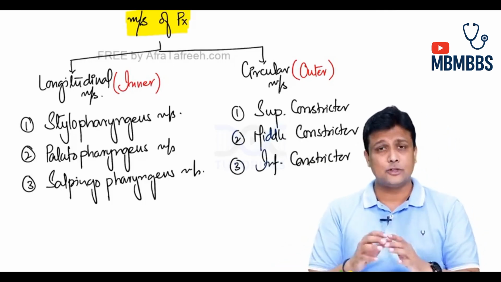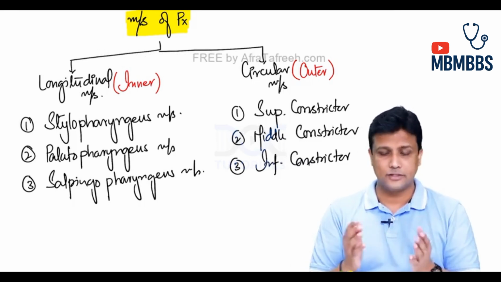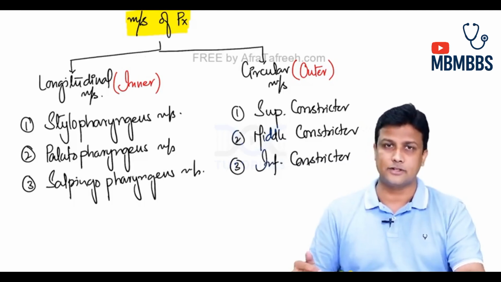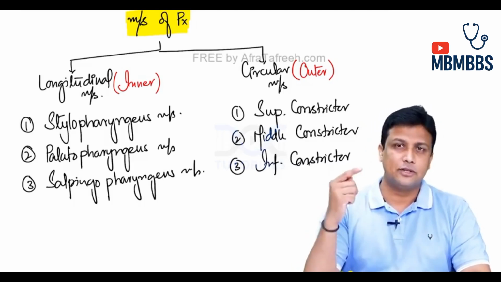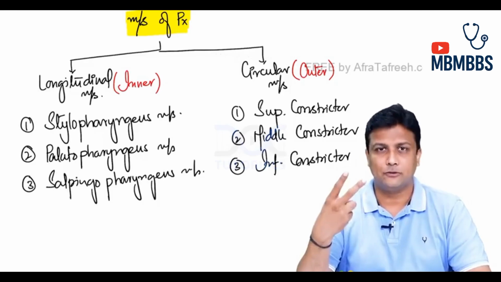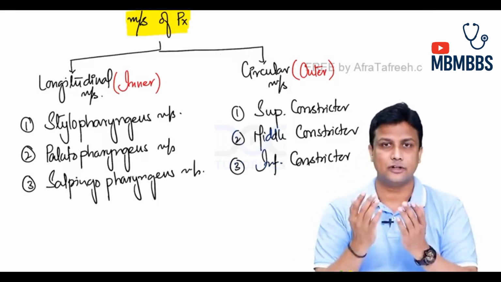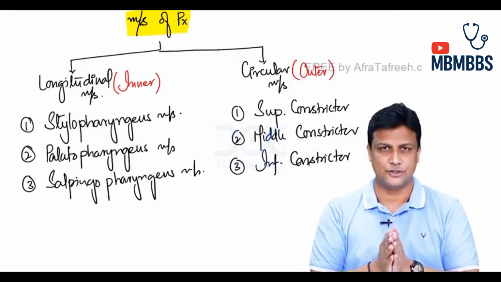Perfect. So first you learn about the muscles of the pharynx, which are divided into 2 categories, the longitudinal muscles and the circular muscles. The longitudinal muscles are stylopharyngeus, palatopharyngeus and salpingopharyngeus, and the circular muscles are the superior constrictor, middle constrictor and inferior constrictor.